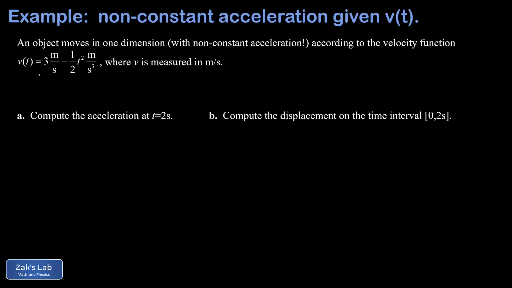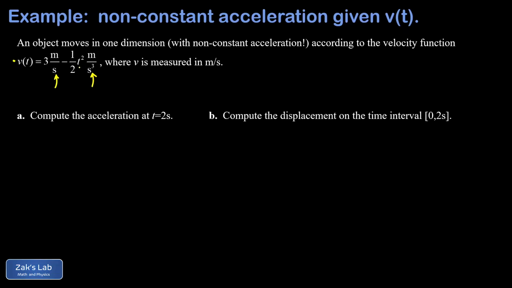So we're told that an object is moving with this given velocity function of 3 meters per second minus 1/2 t squared meters per second cubed. Now those units can be a little distracting, but those are just there to make sure that v comes out in meters per second. So the first term is straightforward enough. It's 3 meters per second. That has units of meters per second.